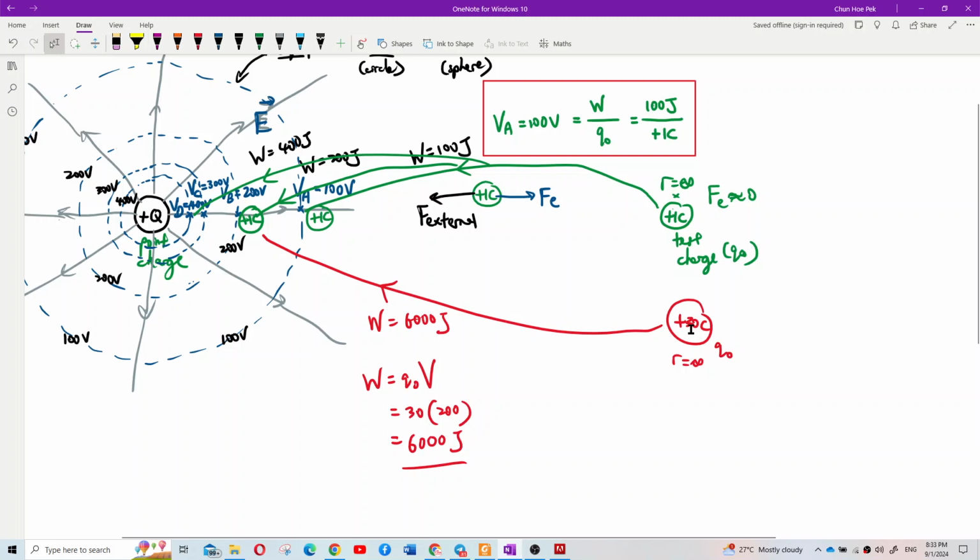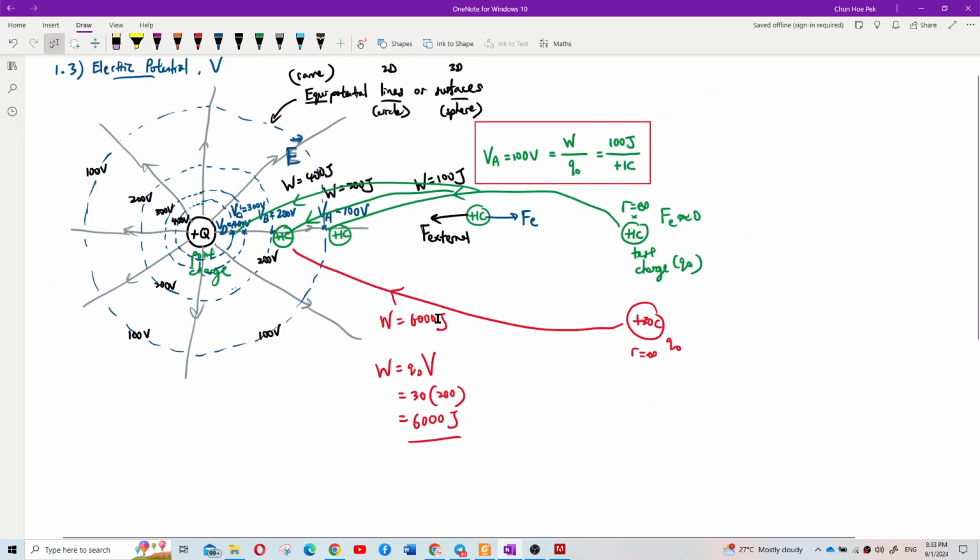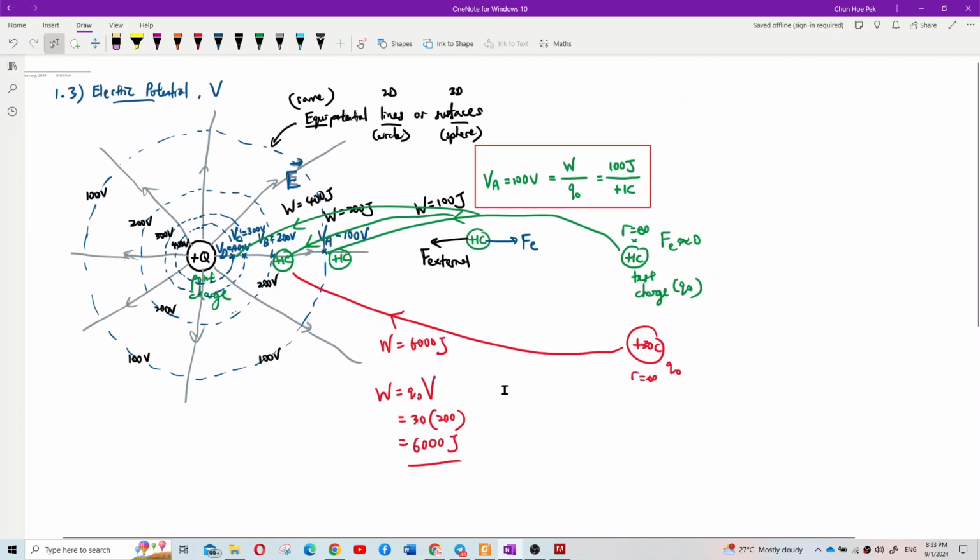So bigger charge, even more difficult. You need to do more work to bring a bigger charge nearer. Understand or not? Because why? Even more repulsive force. Bigger charge means it faces higher electrostatic force, higher repulsive force. So you need to do more work. That's the concept, class. I'm teaching you the concept.